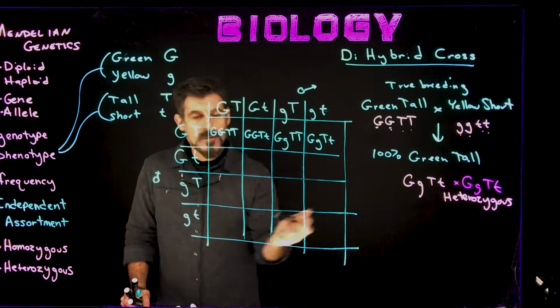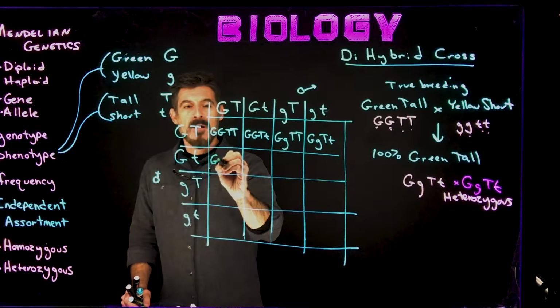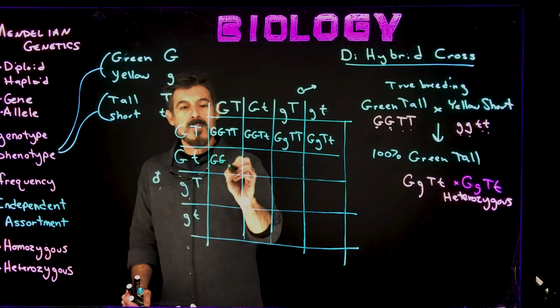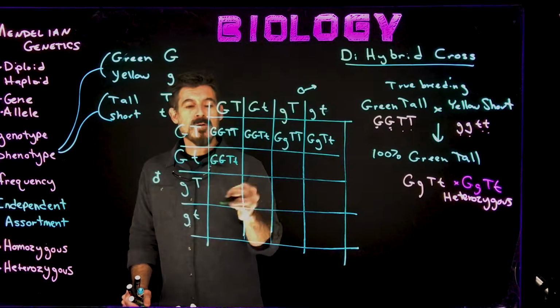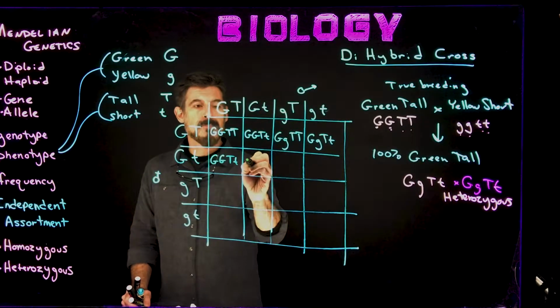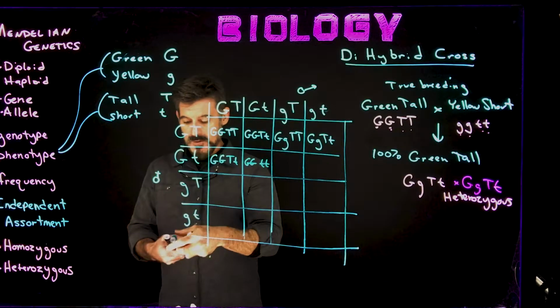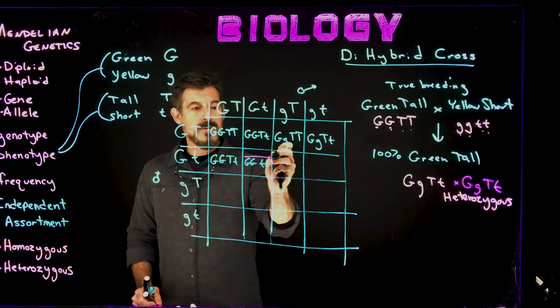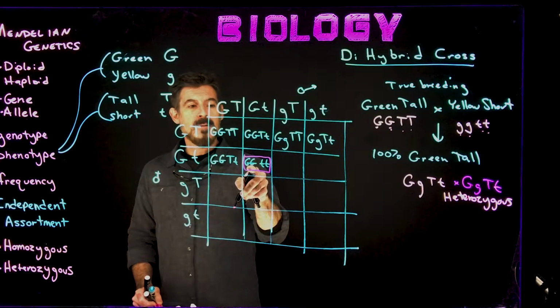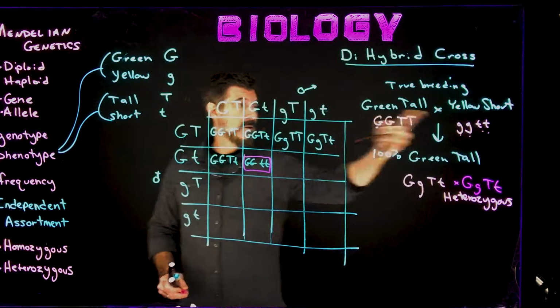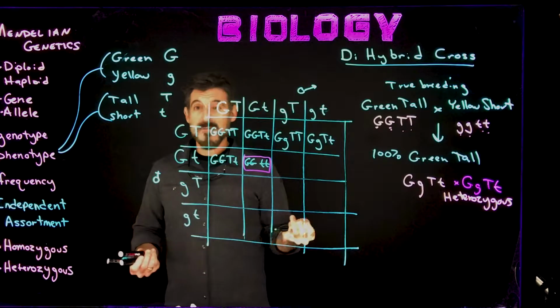Now we'll start to see some of the new possibilities here. So here we go. We go again. Green with green still looks green. Tall with short still looks tall. So that's going to be the same. Green with green, but now short with short. So this one here is different. It's going to be green short. So that's going to be a new combination, a new phenotype that we haven't seen yet.